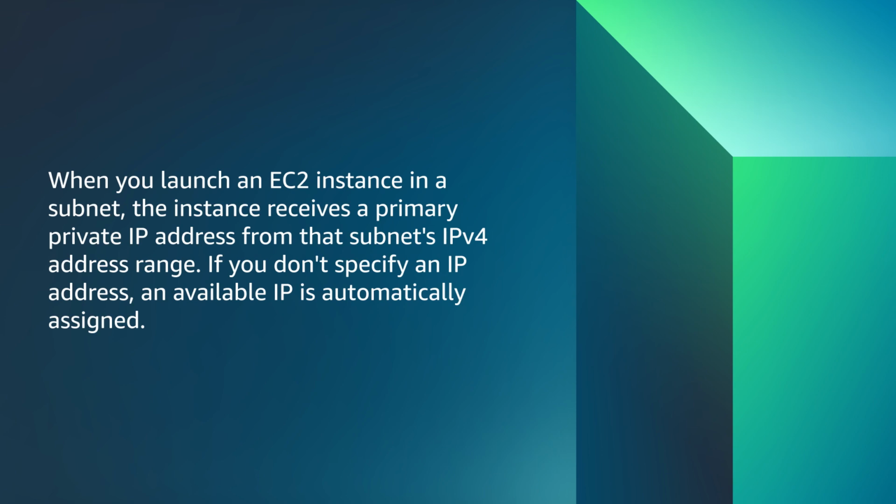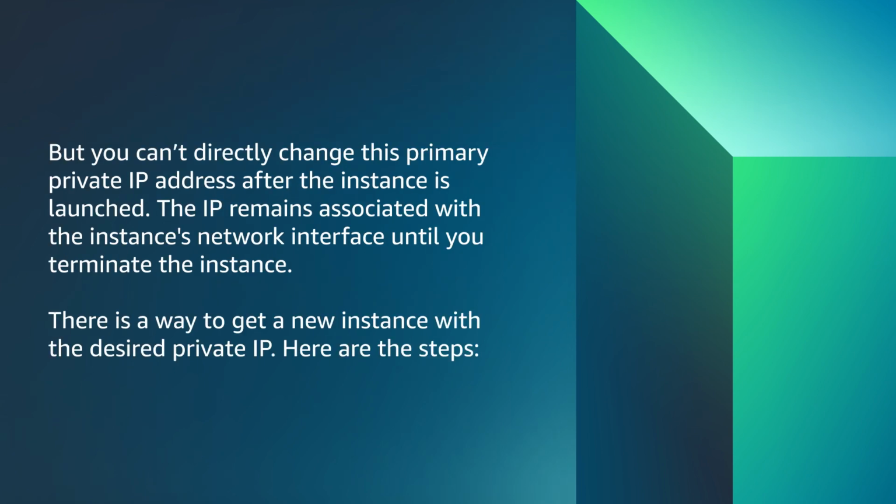When you launch an EC2 instance in a subnet, the instance receives a primary private IP address from that subnet's IPv4 address range. If you don't specify an IP address, an available IP is automatically assigned, but you can't directly change this primary private IP address after the instance is launched. The IP remains associated with the instance's network interface until you terminate the instance. There is a way to get a new instance with the desired private IP. Here are the steps.